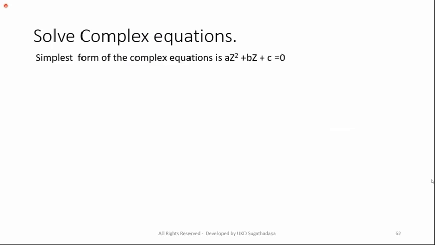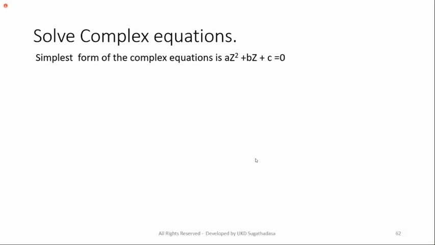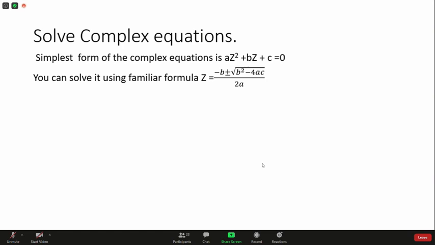So now this part is solving complex equations, only at a very basic level, not a very difficult thing, right? The simplest form of complex equation is az squared plus bz plus c. Instead of using x here, we use z, because every time we expect z to be a complex number. Now this is the formula you can use: z equals minus b plus or minus the square root of b squared minus 4ac, over 2a. Not difficult.